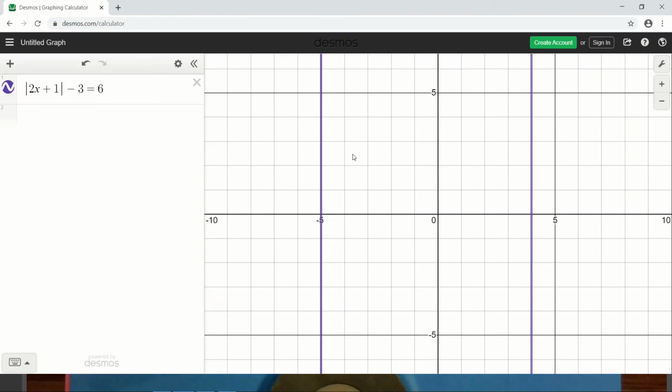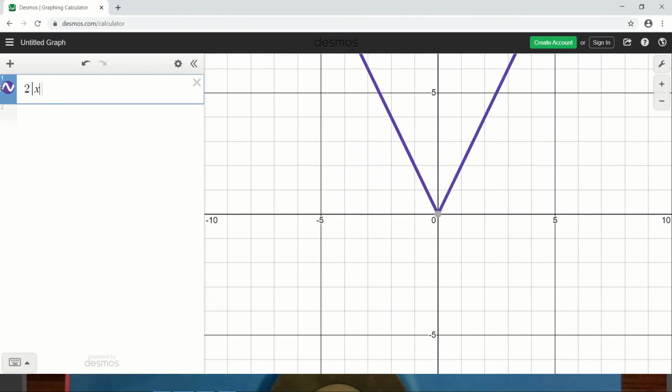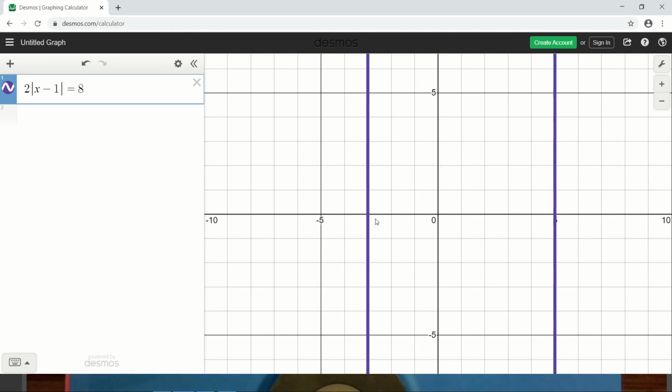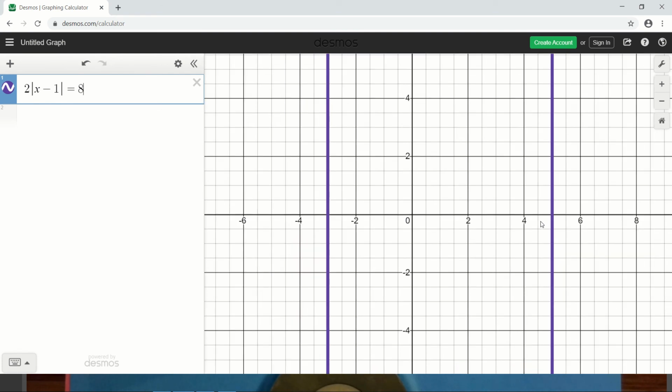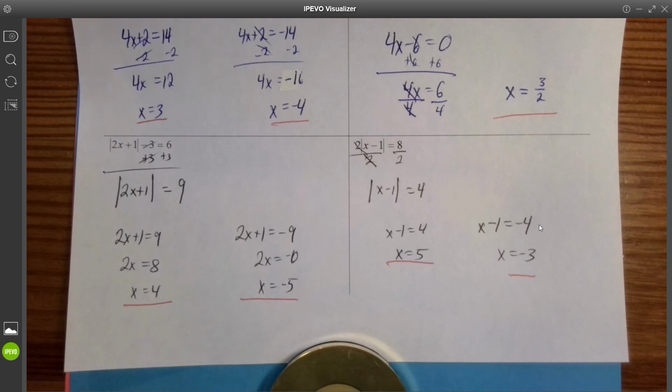So I can do the same thing with another one. So I can do 2 times the absolute value of x minus 1. I'm doing the very last problem on the front. And I have negative 3 and 5. And we can count and find them. Sometimes they're harder to see, but in this case, it's pretty easy. It's negative 3 and 5 in no particular order. Here we have 5 and negative 3. They don't have to be in that specific order.